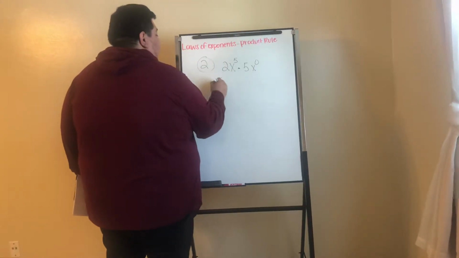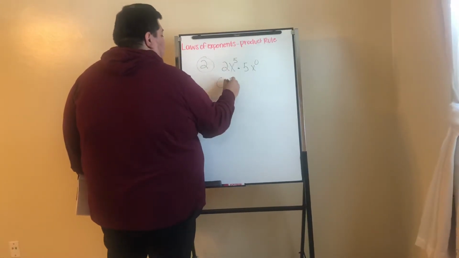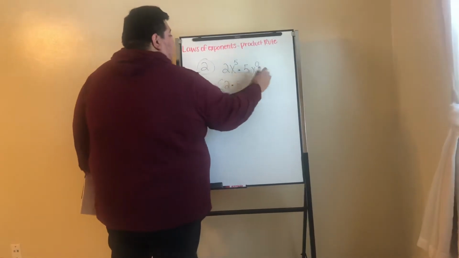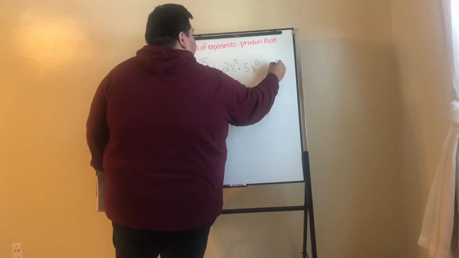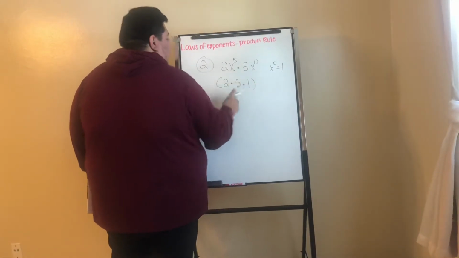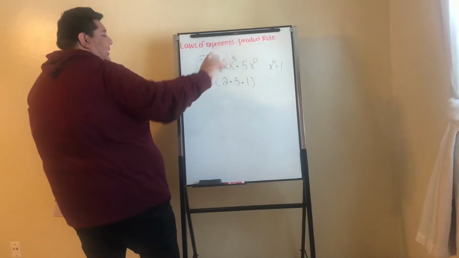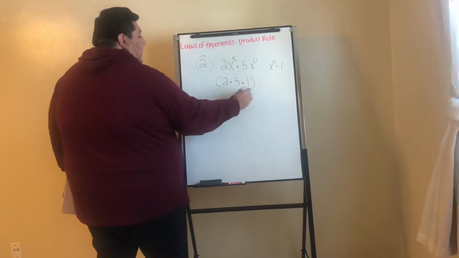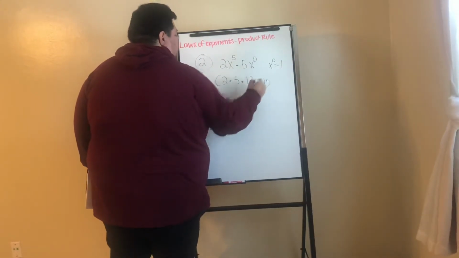First coefficient is 2, times 5, because 5 is my coefficient, and we know that x to the power of 0 means 1, and 1 becomes my next coefficient. And now we multiply, let's get our answer. 2 times 5 is 10. 10 times 1 is still 10.